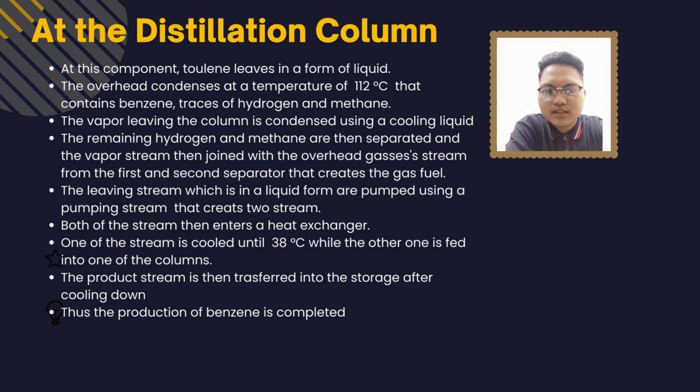The leaving stream, which is in liquid form, is pumped, creating two streams. Both streams then enter a heat exchanger. One of the streams is cooled until 38 degrees Celsius while the other one is fed into one of the columns. The product stream is then transferred into storage after cooling down. Thus, the production of benzene is completed.